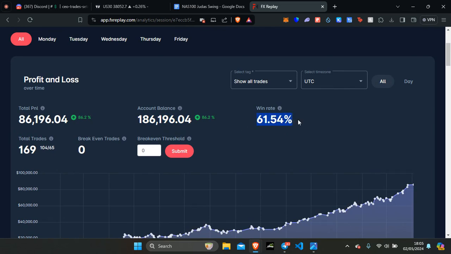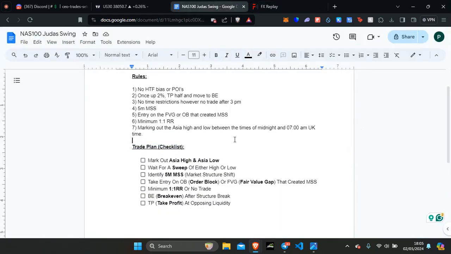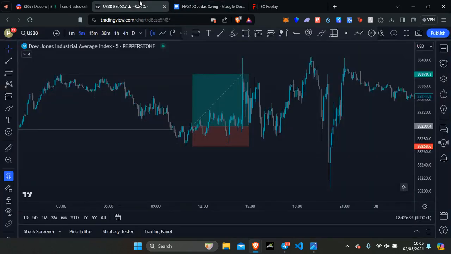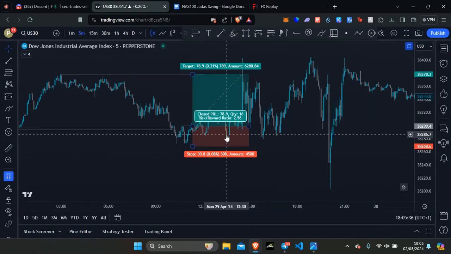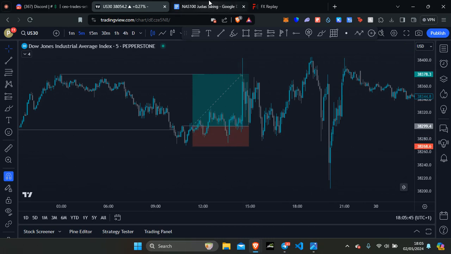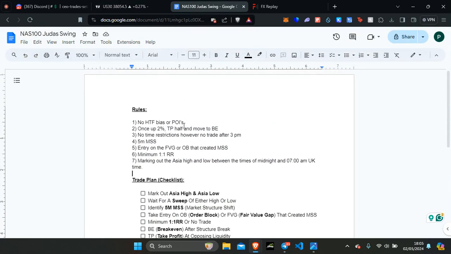Now, a 61.5% win rate is incredible in itself. Pairing that up with an amazing checklist such as this one will give you the recipe to be able to execute these phenomenal trades that you will be able to utilize going forward, so that way you yourself are able to pass your own funded account challenge. So without further ado, let's jump straight into the rules.